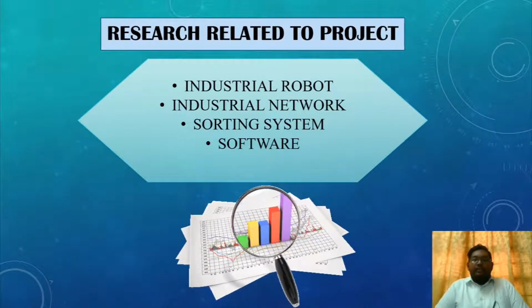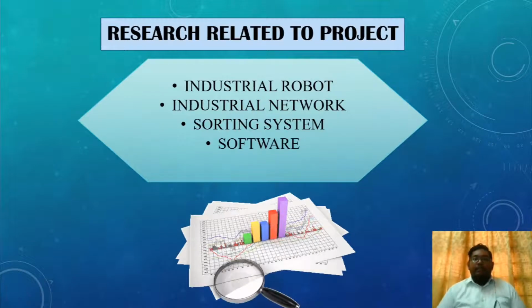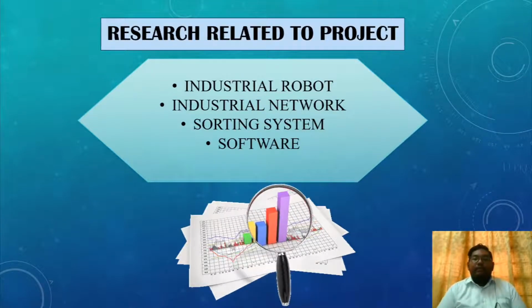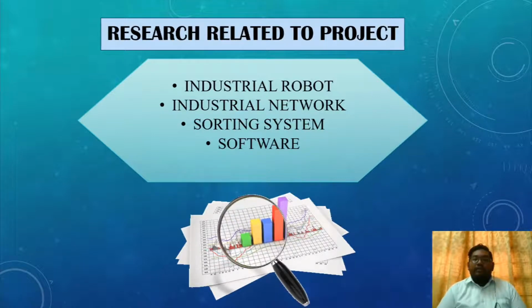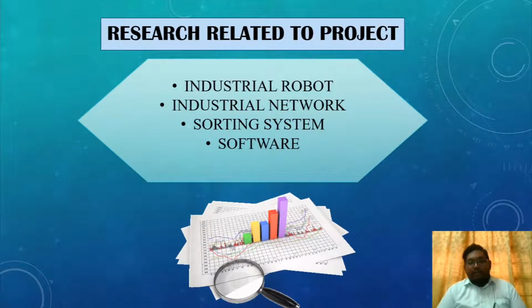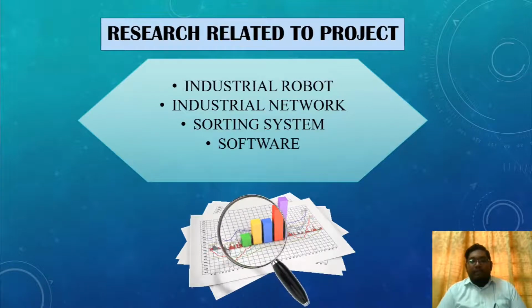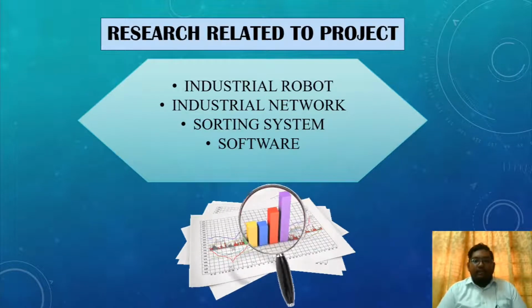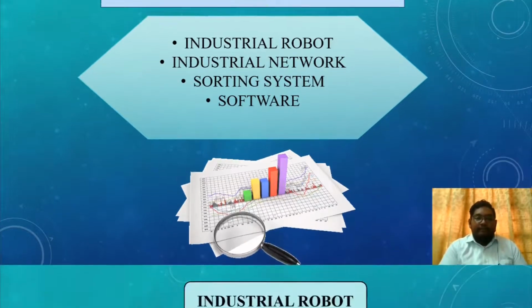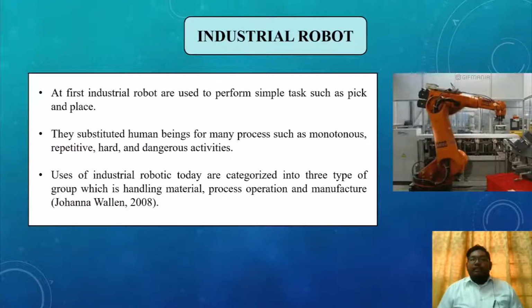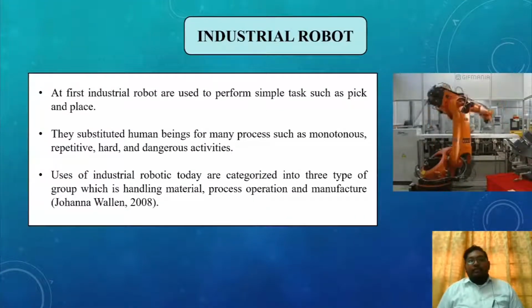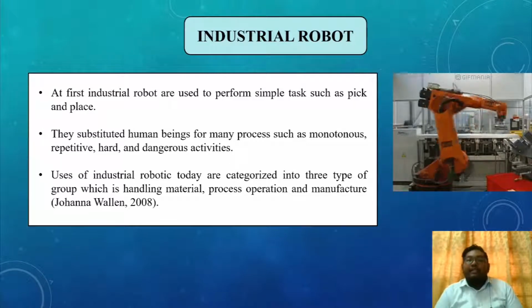We have reached Chapter 2, which is research related to the project. The research is done by gathering information from various sources to obtain required information for this project. Some of the project research covered are industrial robot, industrial network, sorting system and software. For the industrial robot research, at first, industrial robots were used to perform simple tasks such as pick and place. Industrial robots are a combination of mechanical system, electronic system, and programmable device.